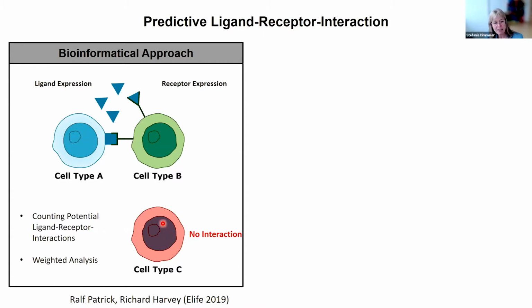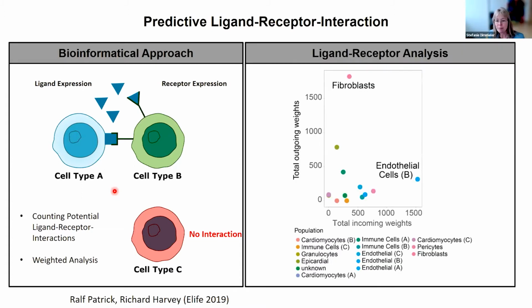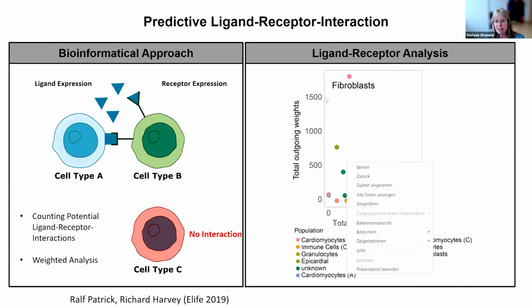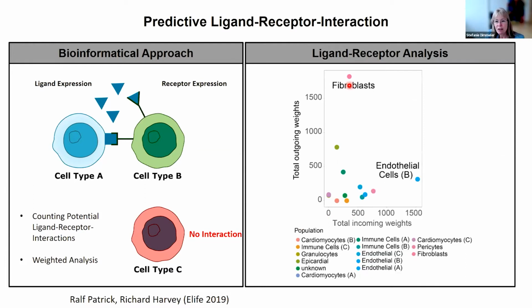While if a cell type C has no receptor, of course, this cell type is not expected to talk to the cell type A. Of course, this is limited to the knowledge of ligands and receptors we have, but at least there are a lot of interactions already known, and this is studied in this analysis. We then looked at how cells could communicate, and it was interesting to note that in the aging heart, the majority of cells which are talking to other cells are fibroblasts.